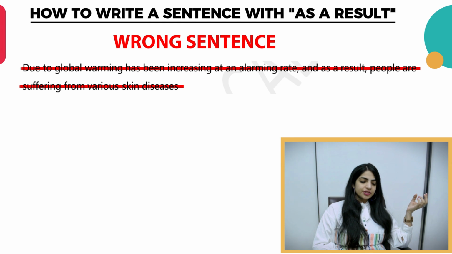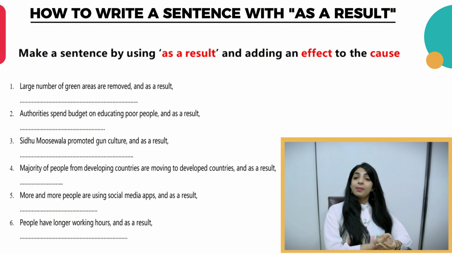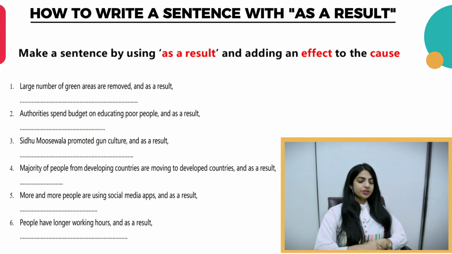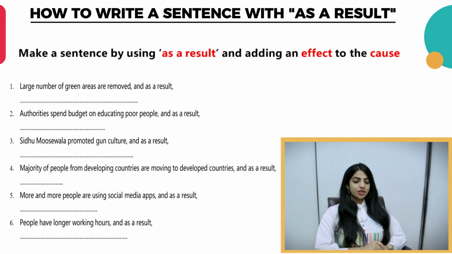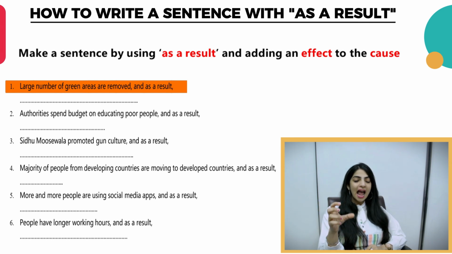So just to practice this, I'm going to show you certain sentence structures. If you see on the screen, there is a sentence: large amount of green areas are removed and as a result. Well, the sentence is not completed yet. In order to complete this sentence, you need to add an effect after and as a result. I will do one for you, and the next 5 sentences you will have to do by yourself. So: large amount of green areas are removed, and as a result, animals are losing their habitats.